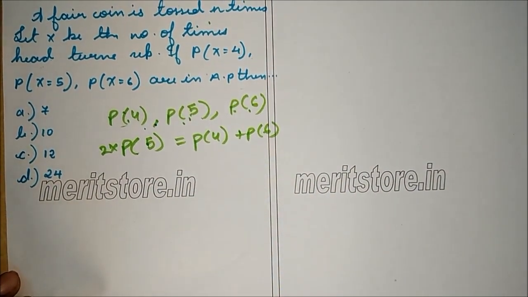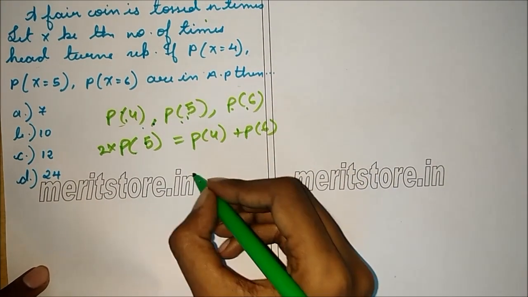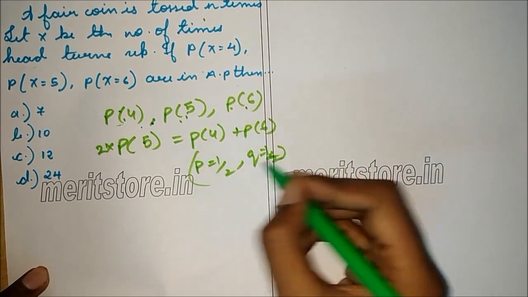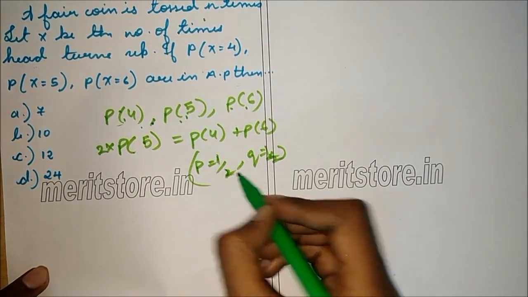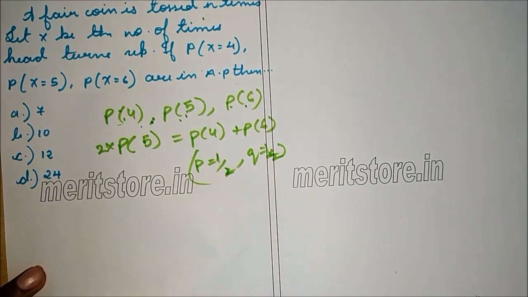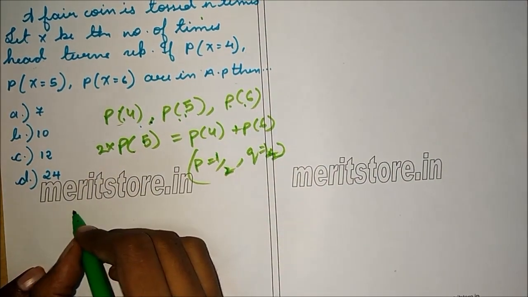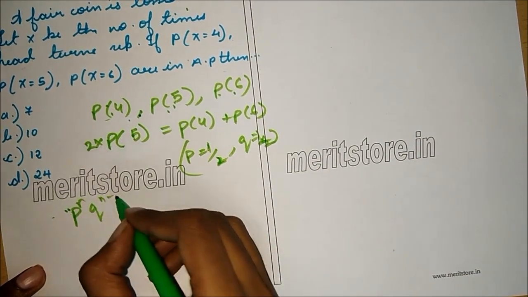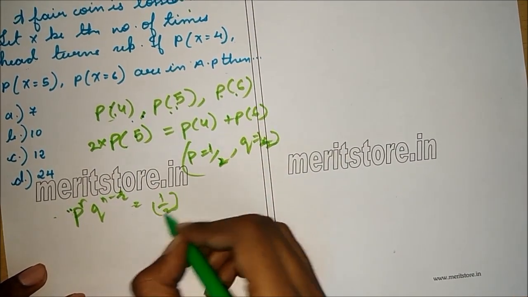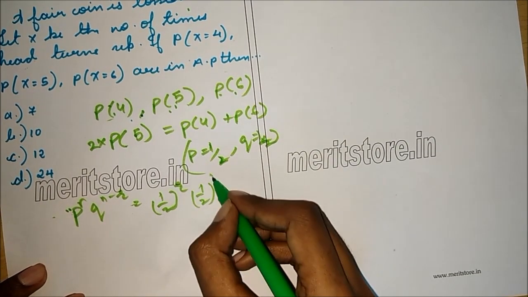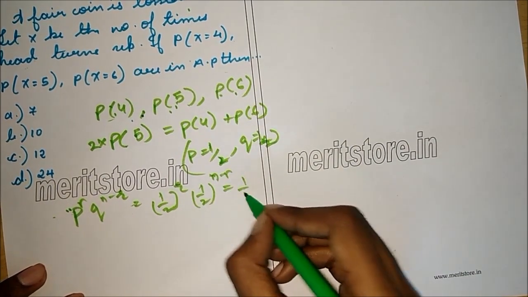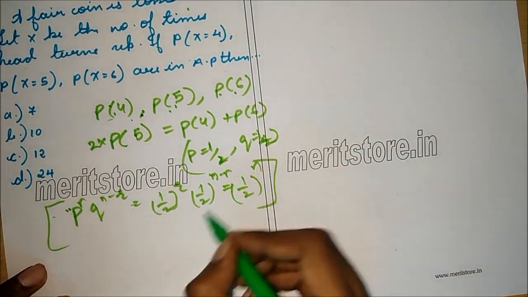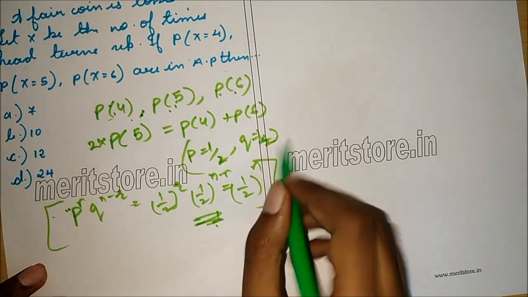So applying the formula, now p is half, q is half, since it is a fair coin. So the probability that heads turns up will be half. Now for this case, p raised to r, q raised to n minus r will be half raised to r, half raised to n minus r. This will be the same as half raised to n. So this term will be clubbed as half raised to n.